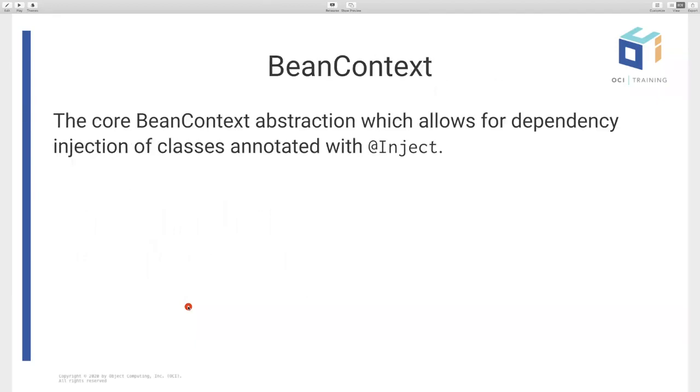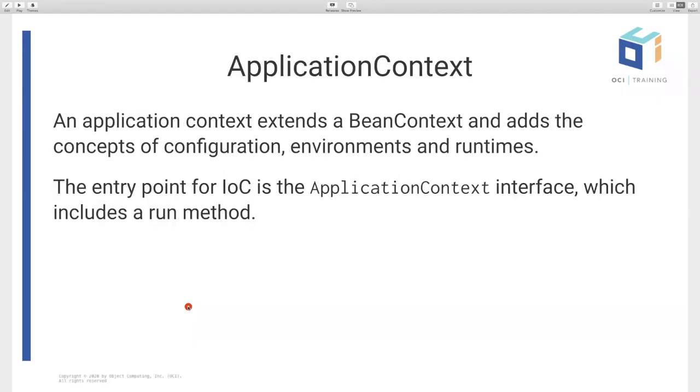Typically, you will need to understand or use two classes: the bean context, which is the abstraction that allows for dependency injection of classes, either using @Inject or constructor injection. But normally the class that you will interact with most is application context. So application context is an extension of the bean context, which adds configuration, environment, runtimes, and typically in your test, you will start the application context with a static method called run, which may take some parameters such as a map of configuration or environments. So application context is one class that needs to be on your tool belt.